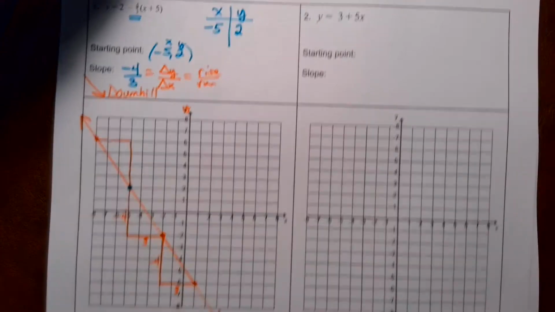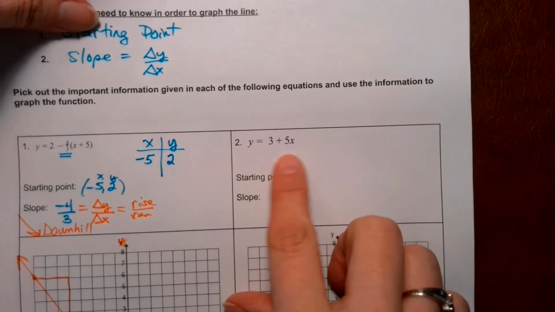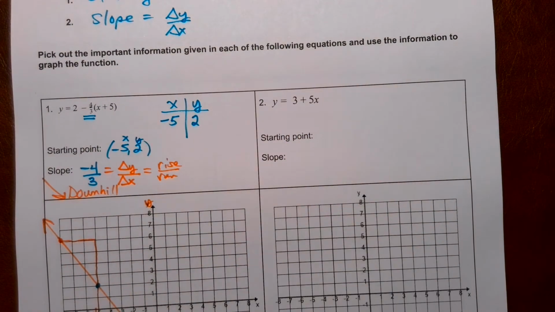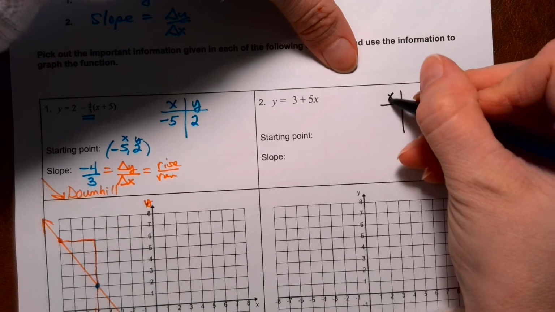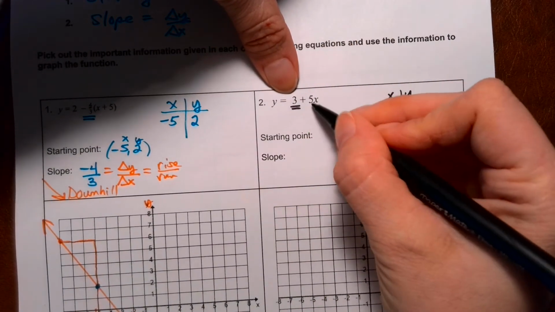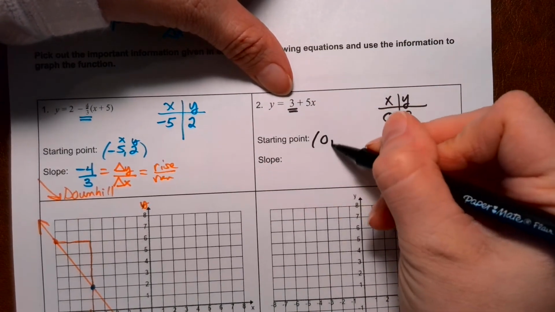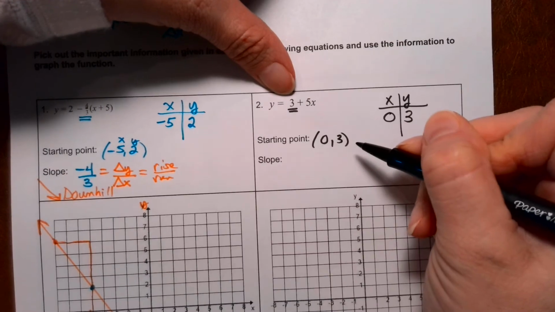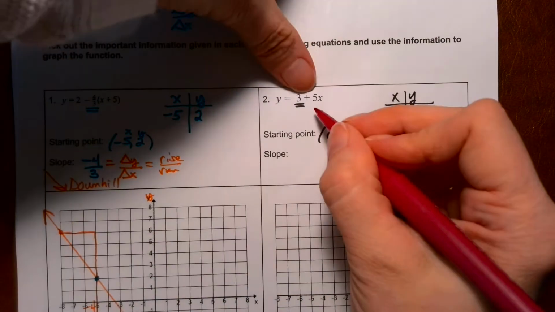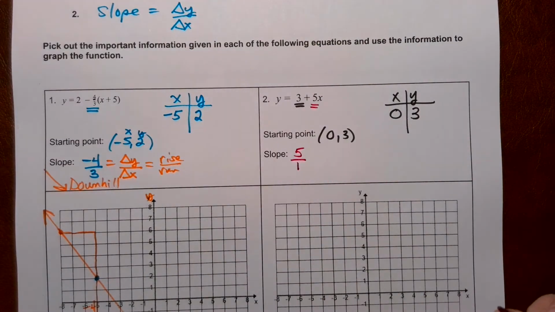Okay, let's take a look at one more. I noticed that this equation right here is the smaller version, the shorter version. This is the slope-intercept form. So if I take a look at an XY table, my starting value was 3, and since there was no adjusting, this must have been a 0. So the starting point is 0, 3. The slope, which is the pattern, is in front of the x, and the pattern is 5, or 5/1.